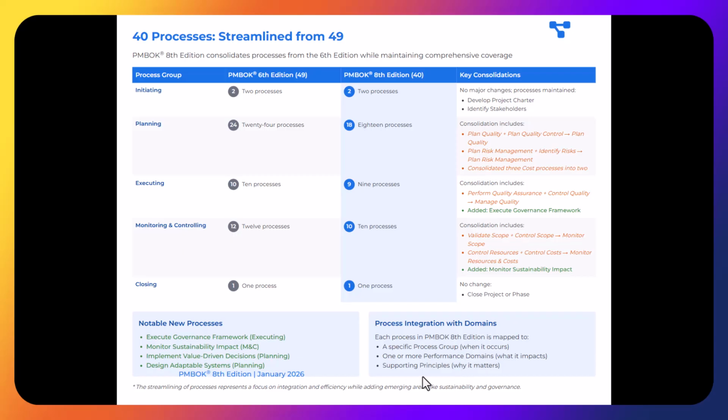So our 40 processes streamlined from 49. You see that in the original, well, at least the PMBOK 6, there were 2 processes, and there are 2 still. There were 24 in planning, but now it's down to 18. There were 10 executing processes, now there are 9. Monitoring control had 12 processes, now there are 10. And just 1 process for closing. And I thought that was pretty interesting, critical, and cool. You have some key considerations over there that you can look at how they consolidated things.